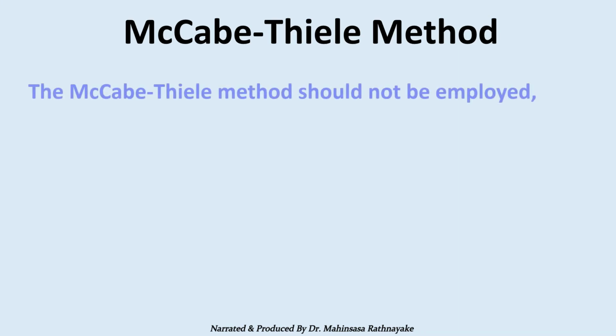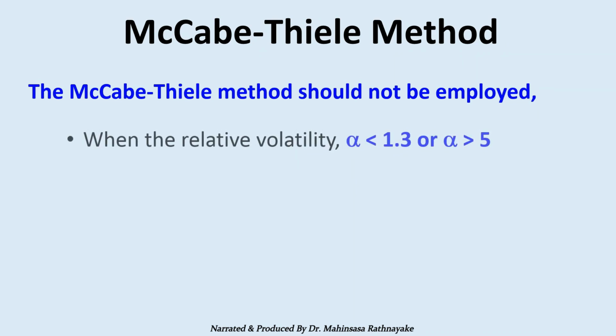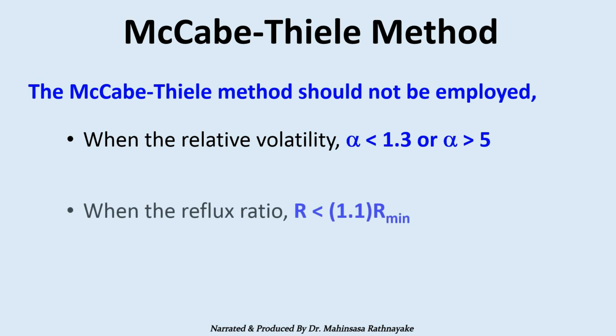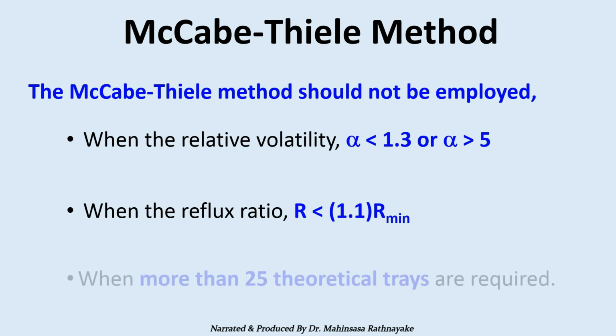The McCabe Thiele method should not be employed when the relative volatility is less than 1.3 or greater than 5, when the reflux ratio is less than 1.1 times the minimum reflux ratio, or when more than 25 theoretical trays are required.